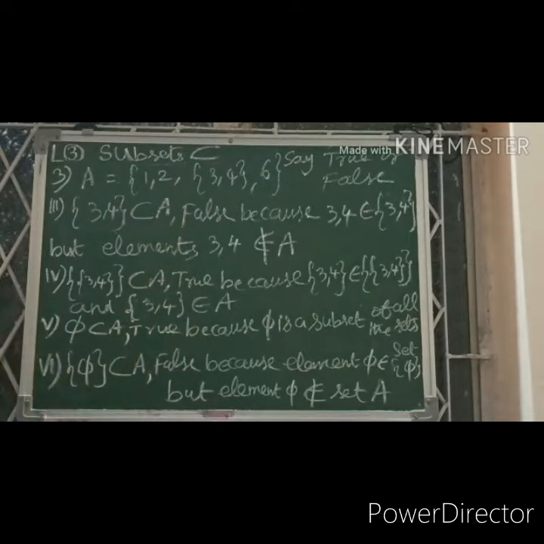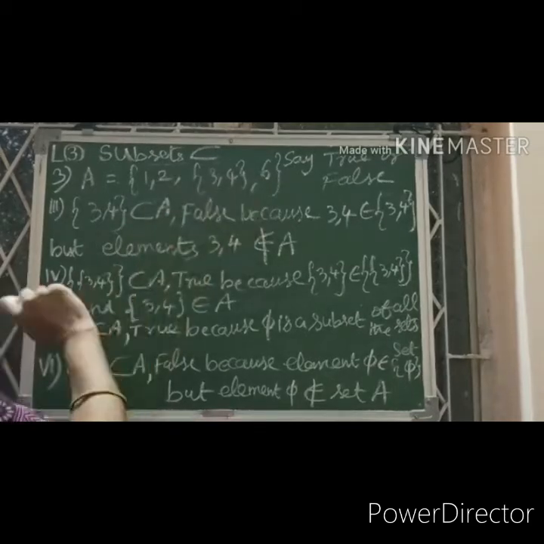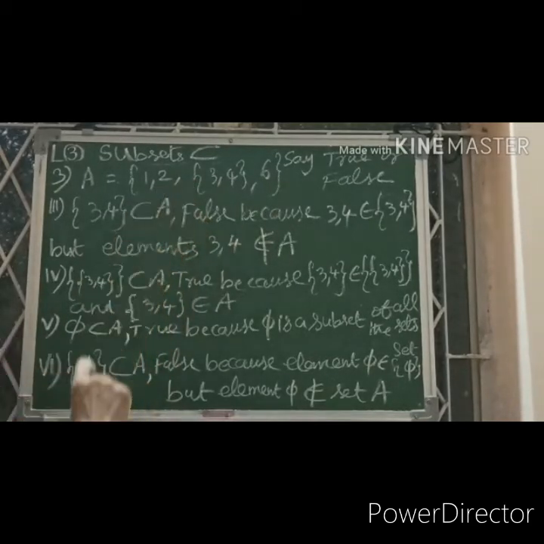Come to the fifth part. Phi is a subset of set A. It is true because phi is a subset of all the sets. This we have written already. Now see this one. Curly bracket phi is a subset of set A. It is false because element phi belongs to curly bracket phi, but element phi does not belong to set A. It is not there. That is why it is false.